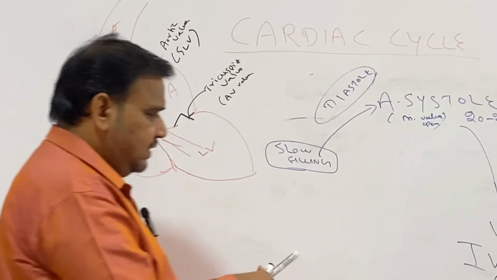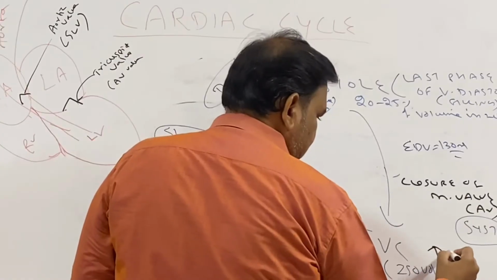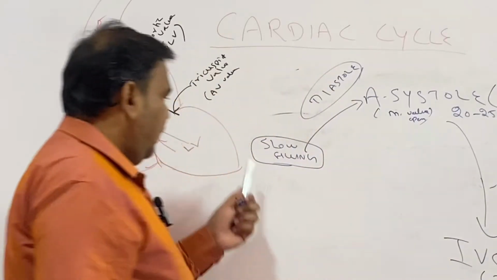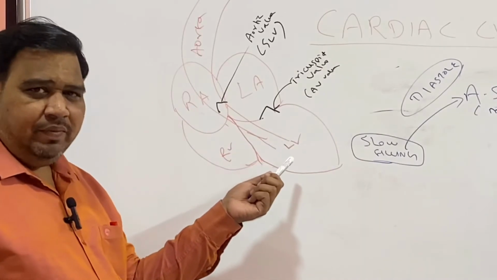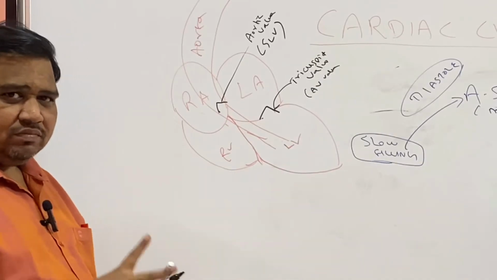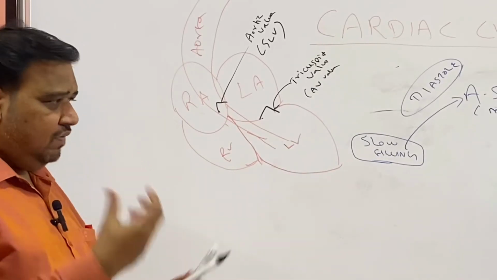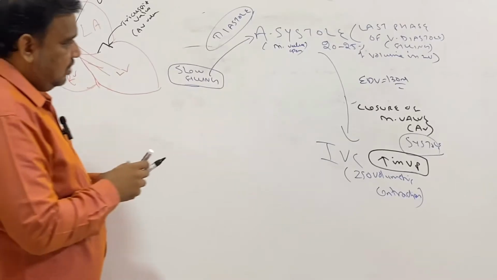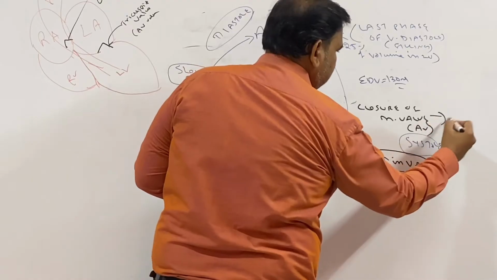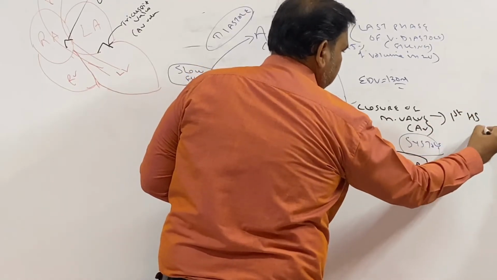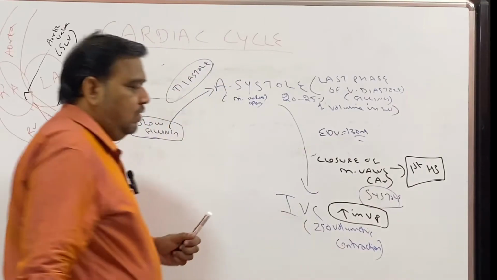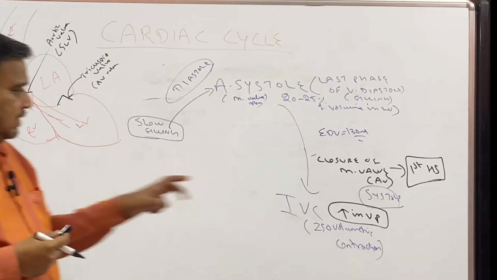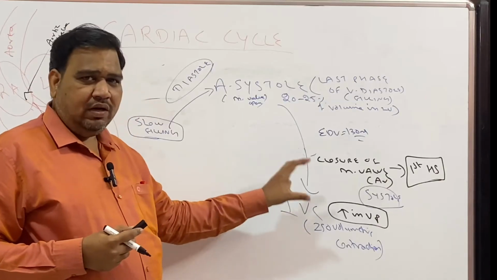So during this phase, what happens? There will be increase in ventricular pressure. So during isovolumetric contraction phase, there is increase in ventricular pressure, and the closure of the AV valves is also very, very important, which causes the first heart sound. Note it down. We all know closure of AV valves is responsible for the first heart sound. So the first heart sound occurs at the time of isovolumetric contraction phase.